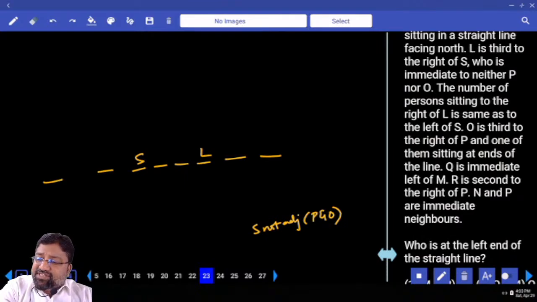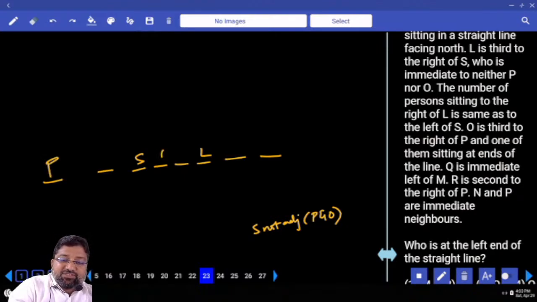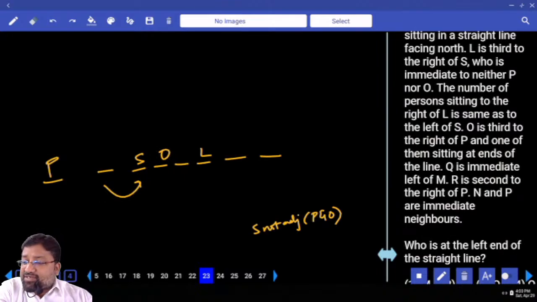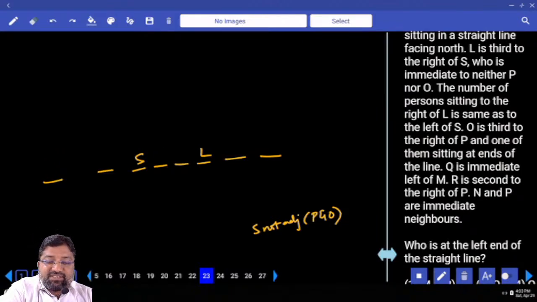Starting with the point O sits third to the right of P, and one of them is sitting at the extreme ends. If this is P, I can fix O, but second right of P should be what? And P and O are not adjacent, yes.